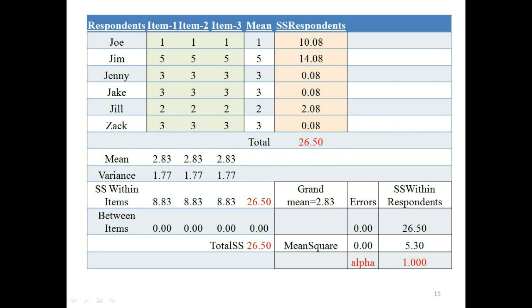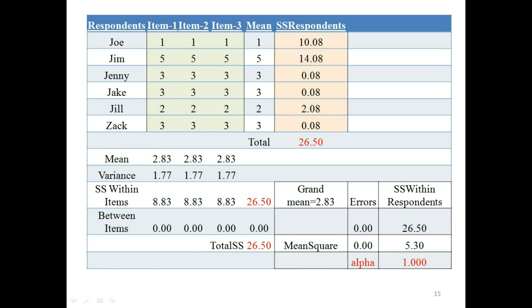Now concentrate on the last column of the table. That shows us the squared differences between the mean scores for individuals and the grand mean. Summing these squared differences, we get 26.5. For the formula, we have to divide that number by the number of degrees of freedom, which in this case is 6, because there are 6 respondents. So that makes 5 degrees of freedom, giving us 5.3.